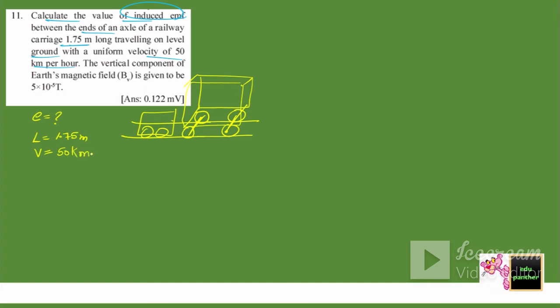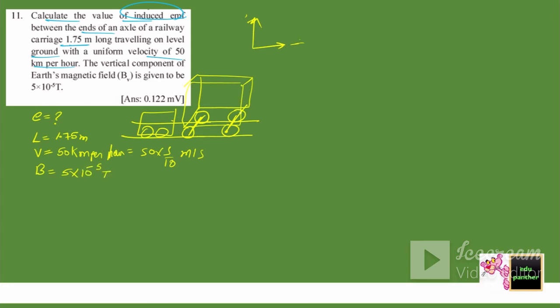Okay. So length 1.75 meter, velocity is what? 50 kilometer per hour. So convert it into meter per second, that is 50 into 5 by 18 meter per second. Vertical component of Earth's magnetic field. Now you can divide Earth's magnetic field in a horizontal part and the vertical part. See, vertical part will be exactly vertical and horizontal part will be what? From south to north. Okay.